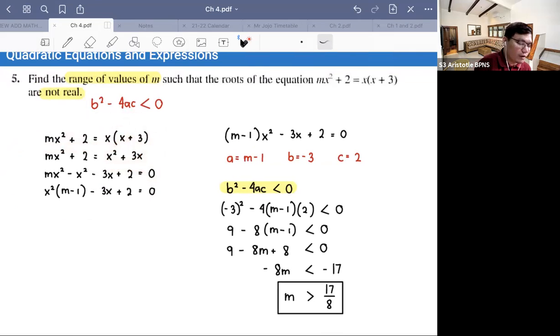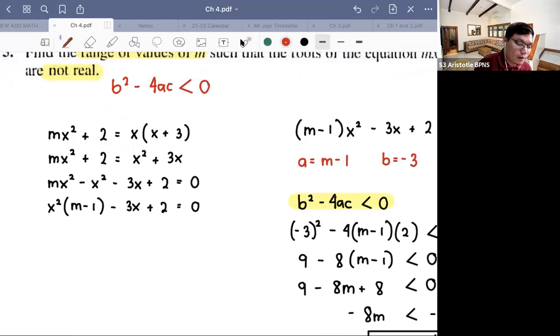So what's next after this? Now for this one, you need to factorize. So mx squared minus x squared. Since both of them have x squared, that means your common factor here is x squared. That's why x squared is in front. And then mx squared divided by x squared, we'll get m. And then minus x squared divided by x squared is minus 1. That's how I got m minus 1 here.